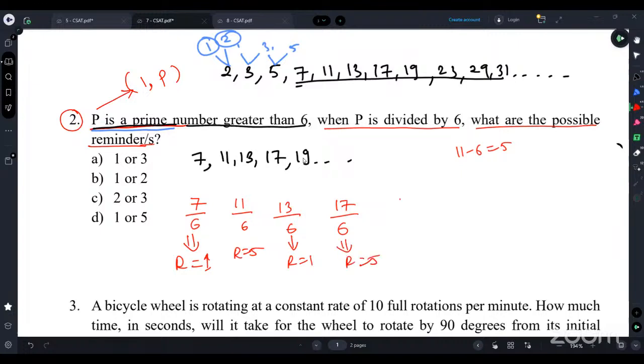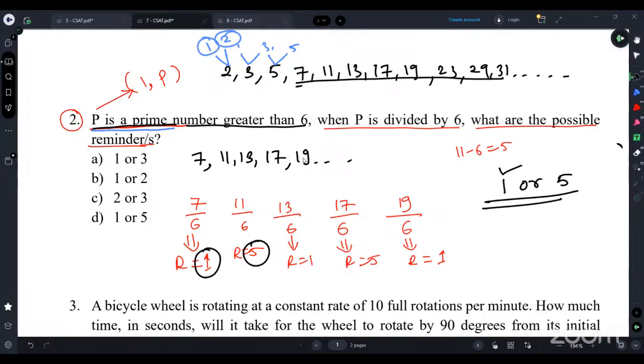If you take the next number such as 19, when you divide it by 6, you will again get the remainder 1 because 6 3s are 18. Again, remainder 1. So if you are able to notice here, guys, there is possibility of only two remainders. The first one is 1 and the second one is 5. So it is only possible to have remainder as 1 or 5 when you divide any prime number which is greater than 6 by 6. So in this case, correct option is option D.